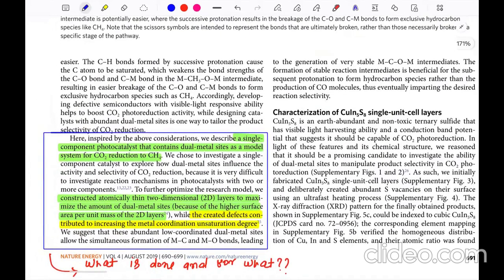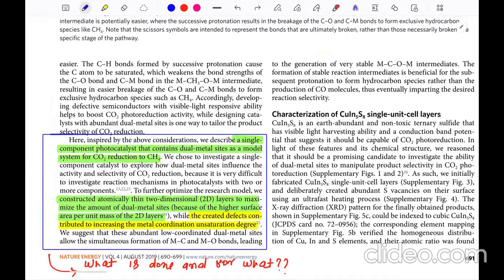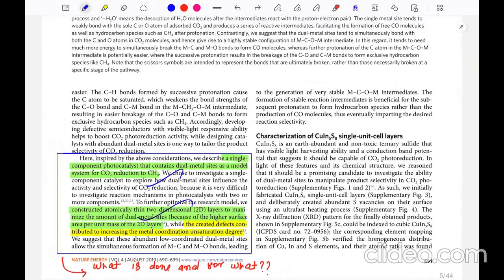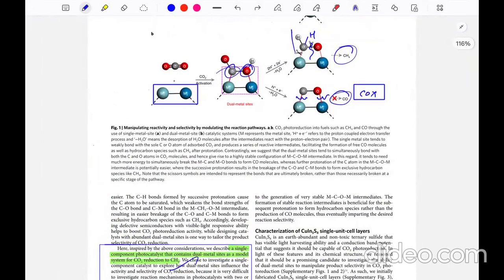And now in this section, they are talking about what they have done. They are designing a single component photocatalyst that contains dual metal active sites as a model system for CO2 reduction to CH4. They have constructed an atomically thin 2D layer to maximize the amount of dual metal sites because of higher surface area per unit mass of the 2D polymer. And also they have created sulfur vacancies because these created defects contribute to an increase in metal coordination and saturation degree. That will eventually help in CH4 production. So this was the general introduction part.